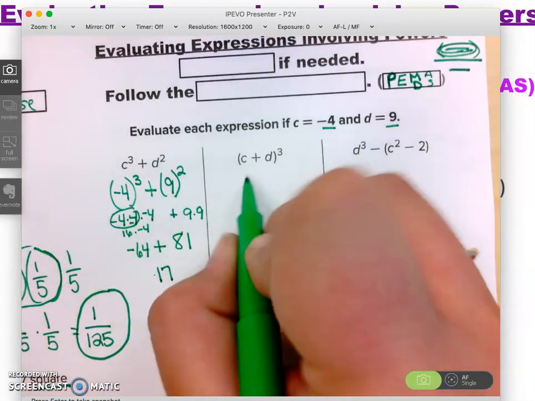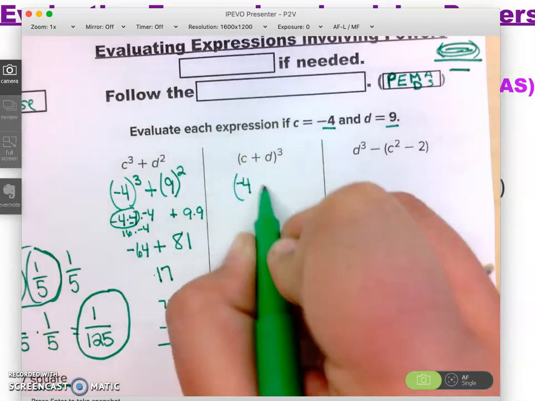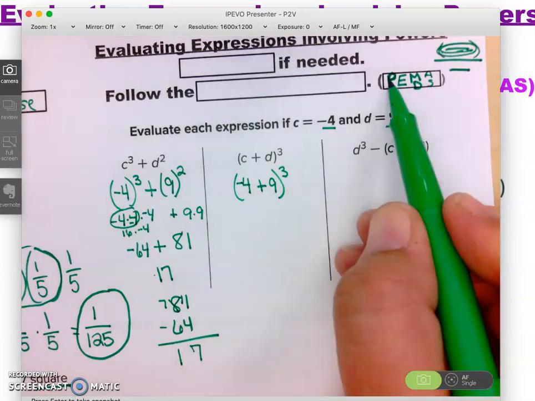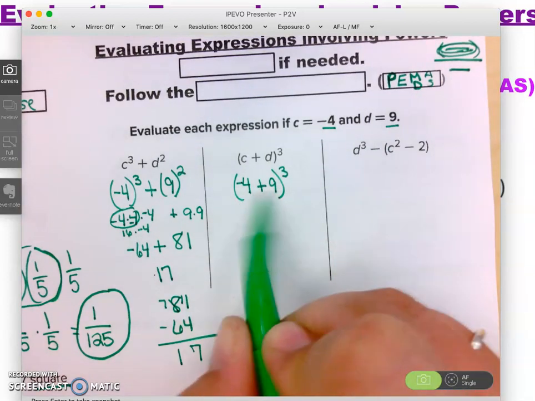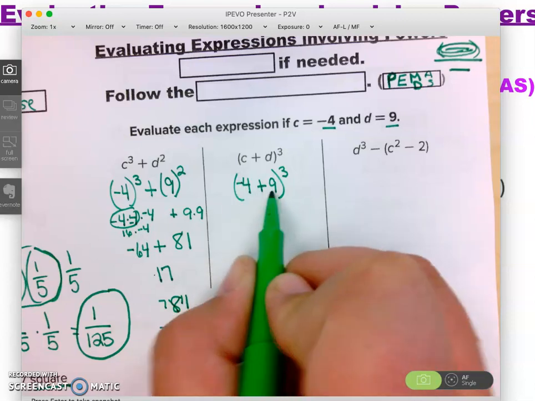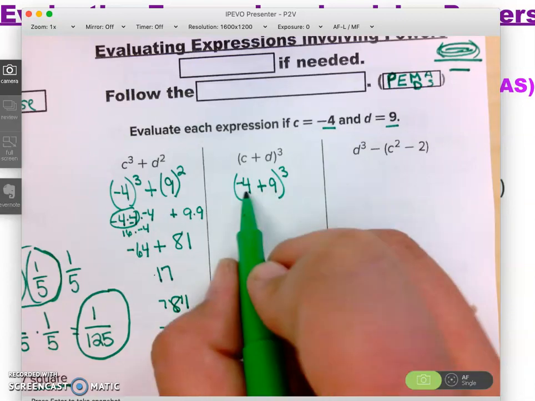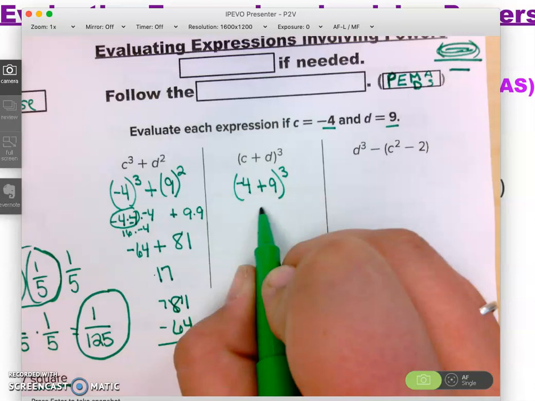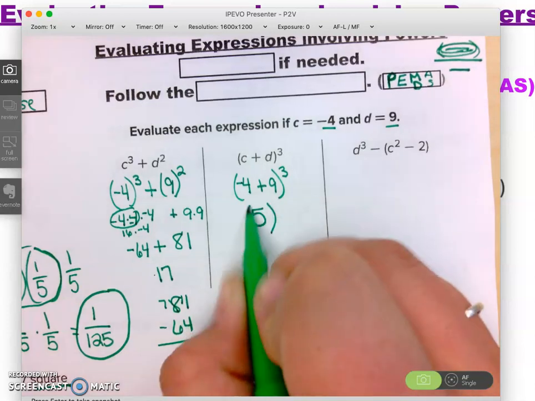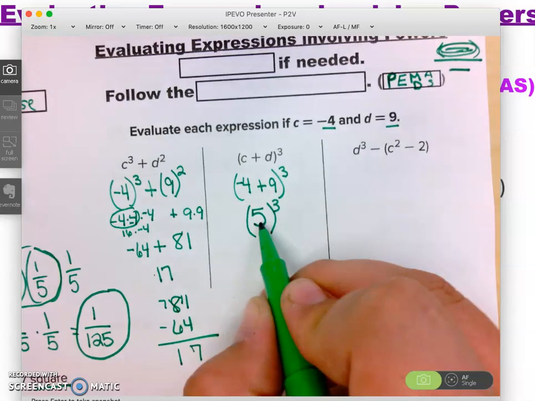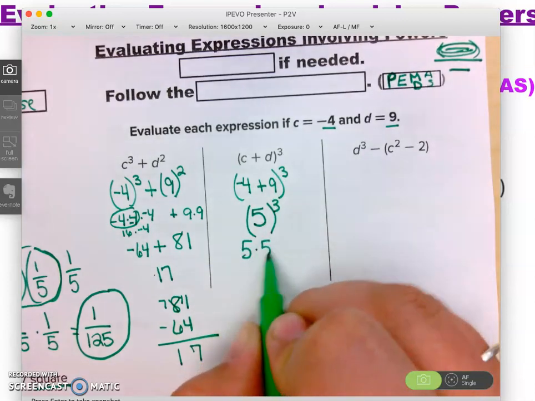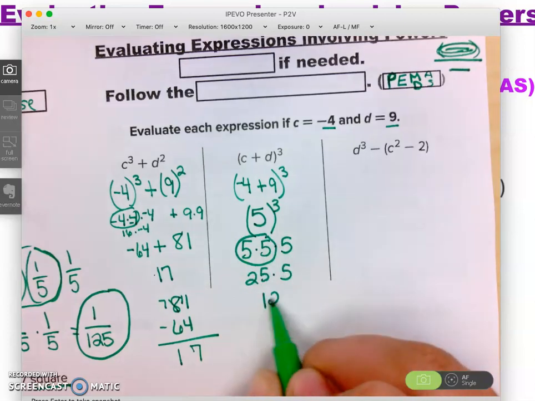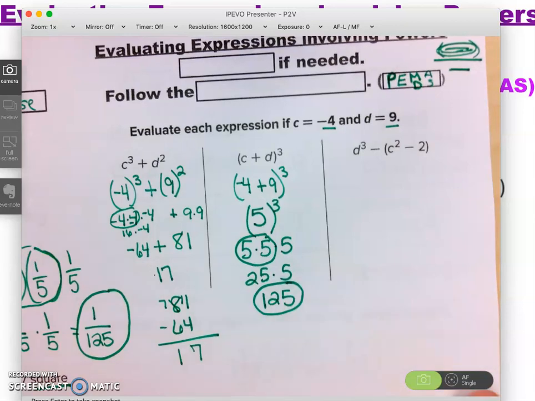Okay, here, C is -4 plus 9, all to the third power. So PEMDAS, parentheses, I need to do whatever is inside my parentheses first. There's an operation in here, so I need to do it. -4 plus 9. Again, if I'm -$4 in the hole and then someone gives me 9, I am out of the hole. How much am I out of the hole? I'm out of the hole $5. And then the 3, so now I have 5 times 5 times 5. 5 times 5 is 25. Times 5 is 125. I'm running out of time, so I'm going quickly.